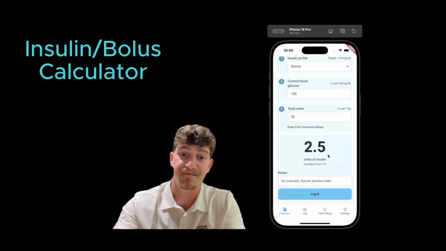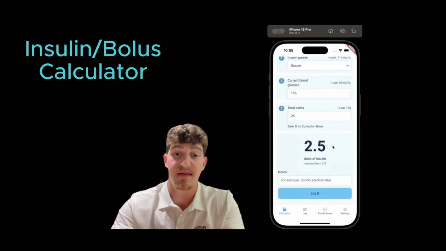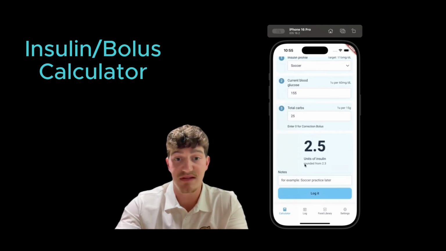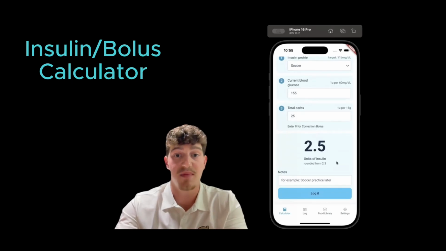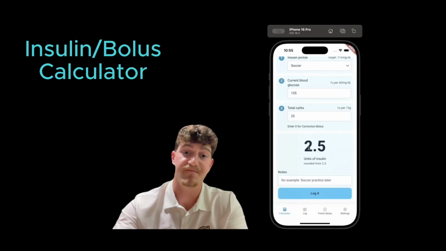Then you can click calculate. And you can see this calculated 2.5 units of insulin that you should take. You can also see right here at the bottom, the actual calculation gave 2.3, but by default, it'll round to the half unit. So that's why it's displaying 2.5.